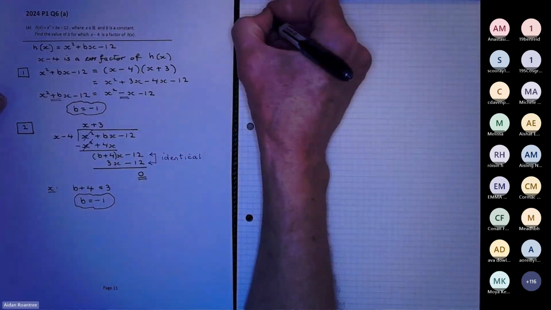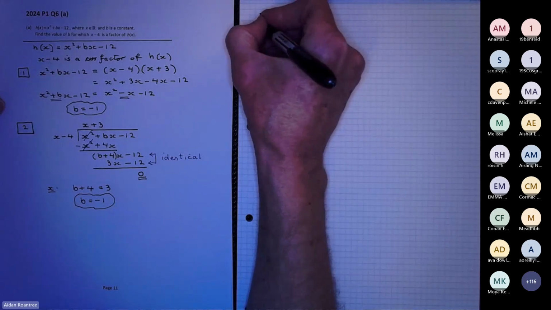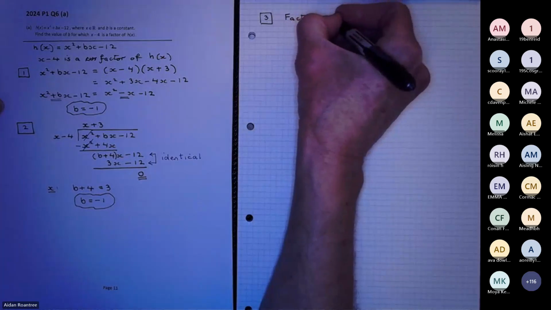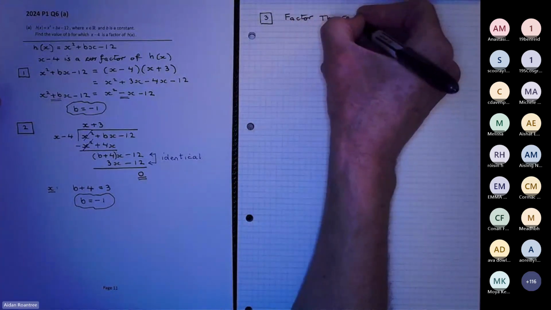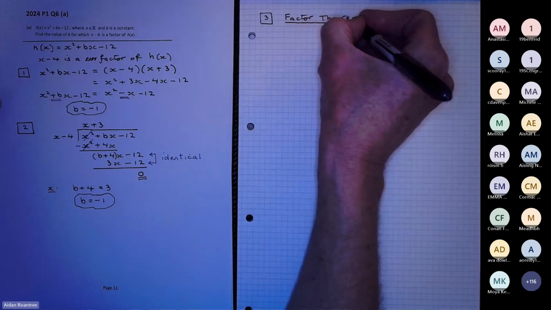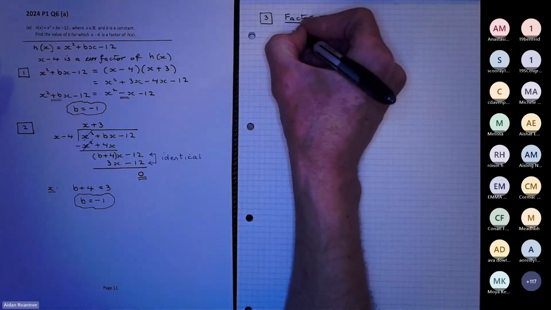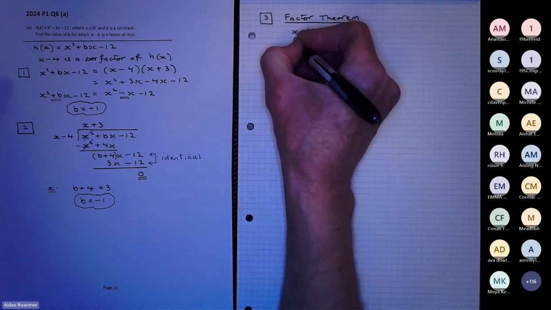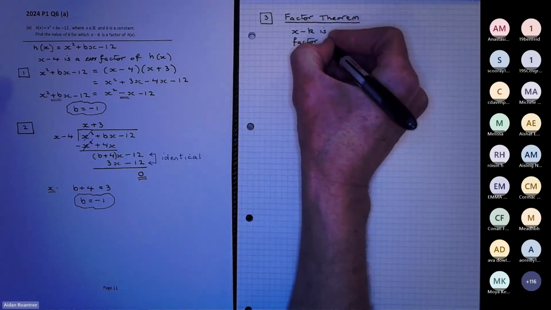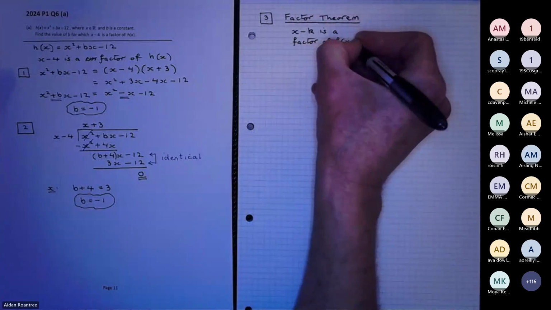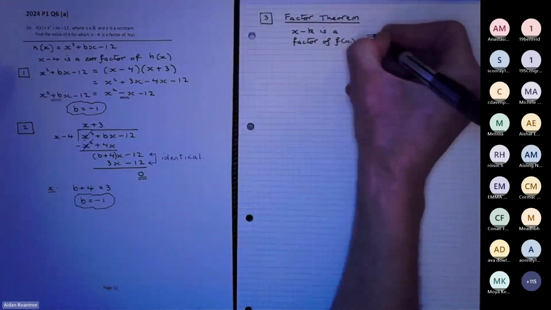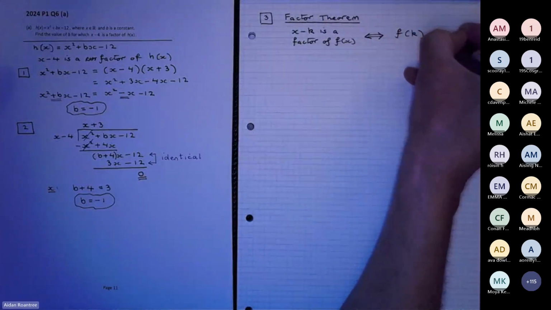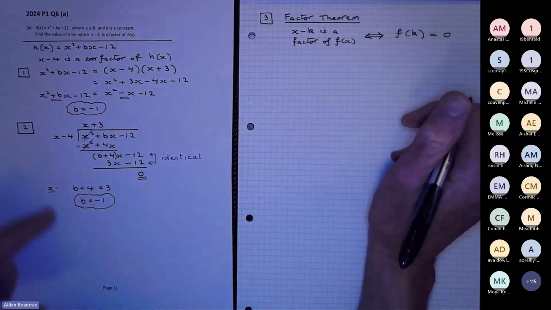If you remember from when you were doing cubics, the factor theorem can be applied to all polynomials, not just cubics, including to quadratics. We can say that x minus k is a factor of a polynomial f of x if f of k is equal to 0. It's primarily used with cubics, but it can be used here as well.